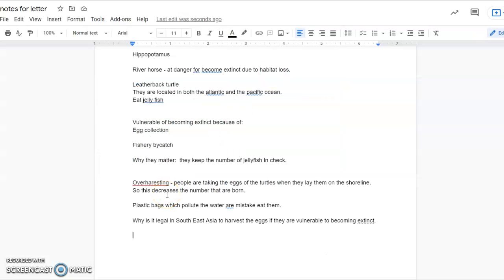My question here was, how effective are the fish hooks at decreasing the number of turtles caught by fishermen? They're not really meaning to catch these turtles, but they are. That's what fishing bycatch means.